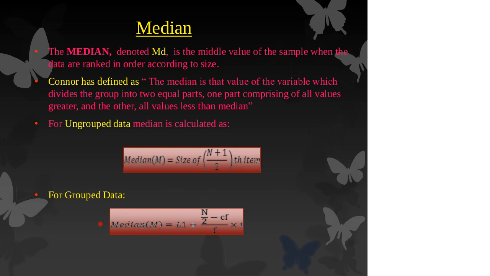So let us go back to the data we had before, whereby we had rearranged our classes. We had the class of 29.5 to 39.5, 39.5 to 49.5.